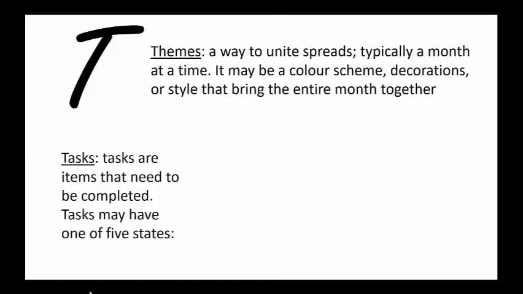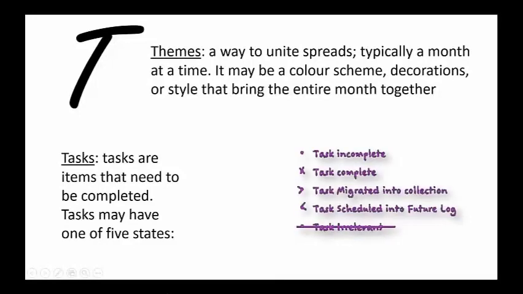Next, we have tasks. Tasks are the items that need to be complete, and they often may have one of 5 different states. Let's have a look at what tasks could look like. So a circle could be a task and complete. An X over it could mean it was finished and completed. An arrow could mean it was migrated into a collection. An arrow another way could mean that it was a task scheduled for a future log. Or it could have a strike through, which meant that you deleted that task.